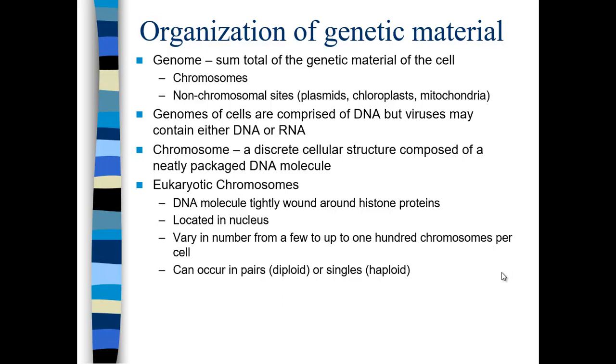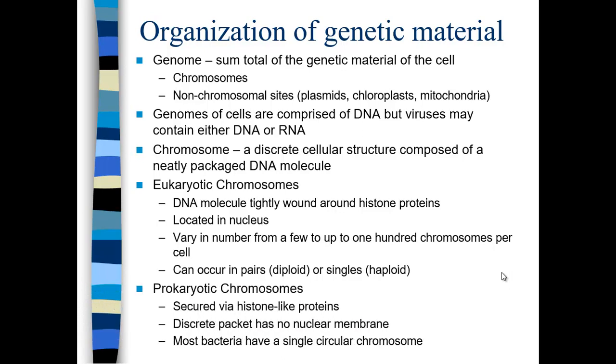Eukaryotic chromosomes are linear, and the DNA molecule is tightly wound around histone proteins located in the nucleus, as we showed before. Some cells can have a few chromosomes, whereas some species, like orchids and lilies, may have up to 100 chromosomes per cell. Eukaryotic chromosomes can occur in pairs or singles. The pairs we call diploid, and the singles we call haploid.